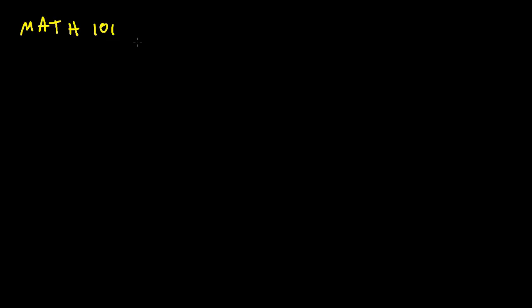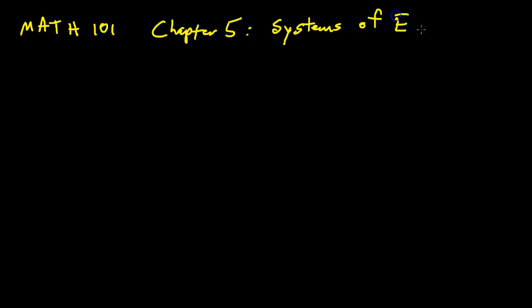Good morning. Today we're going to talk about Math 101. We're going to start with Chapter 5 today. Chapter 5 is entitled Systems of Linear Equations. I'll just simplify it a bit. I'll call it Systems of Equations. All right, we're going to begin with Section 5.2.